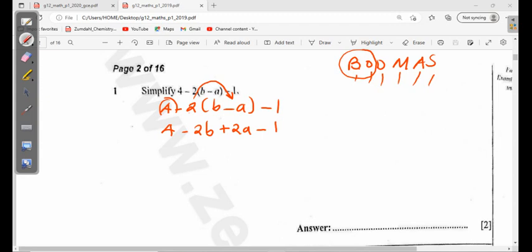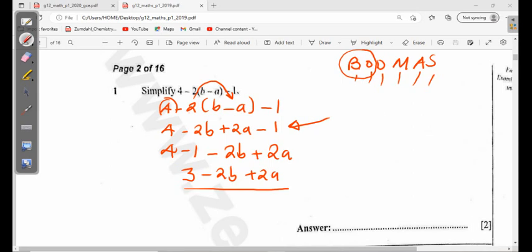And then here we're going to put like terms together. So I'm going to get 4 and then I'm going to get this one, but it is negative, so it will be a negative 1. And then I'll get the negative 2b the same way it is, and then the positive 2a the same way it is. So 4 minus 1, that is a 3. And then we have got minus 2b plus 2a. So we can't do anything more than that because these are all unlike terms. Therefore, that's the final answer.